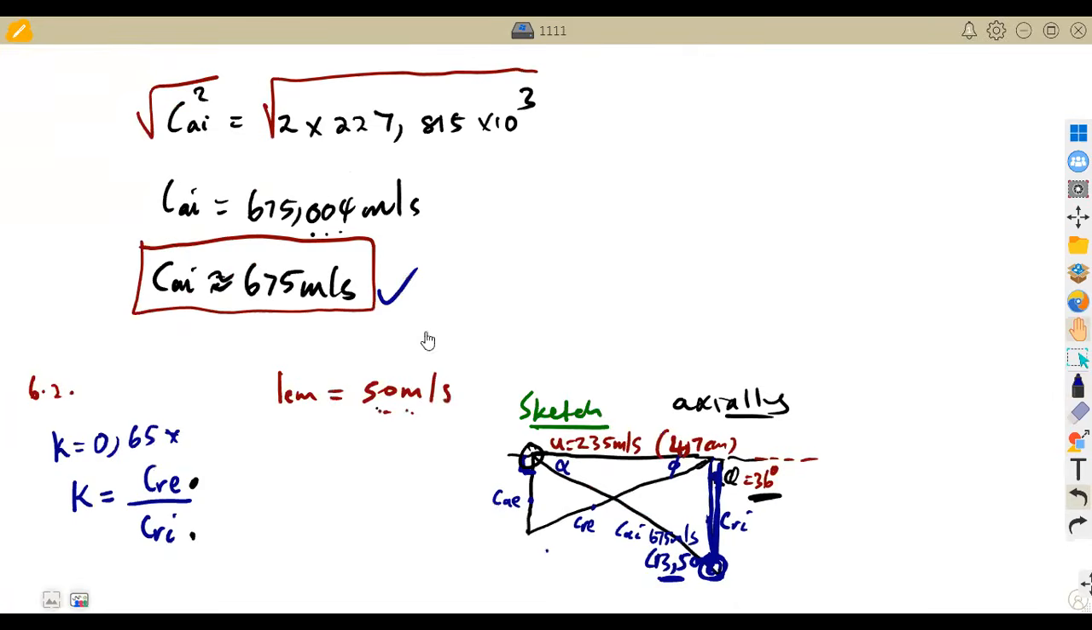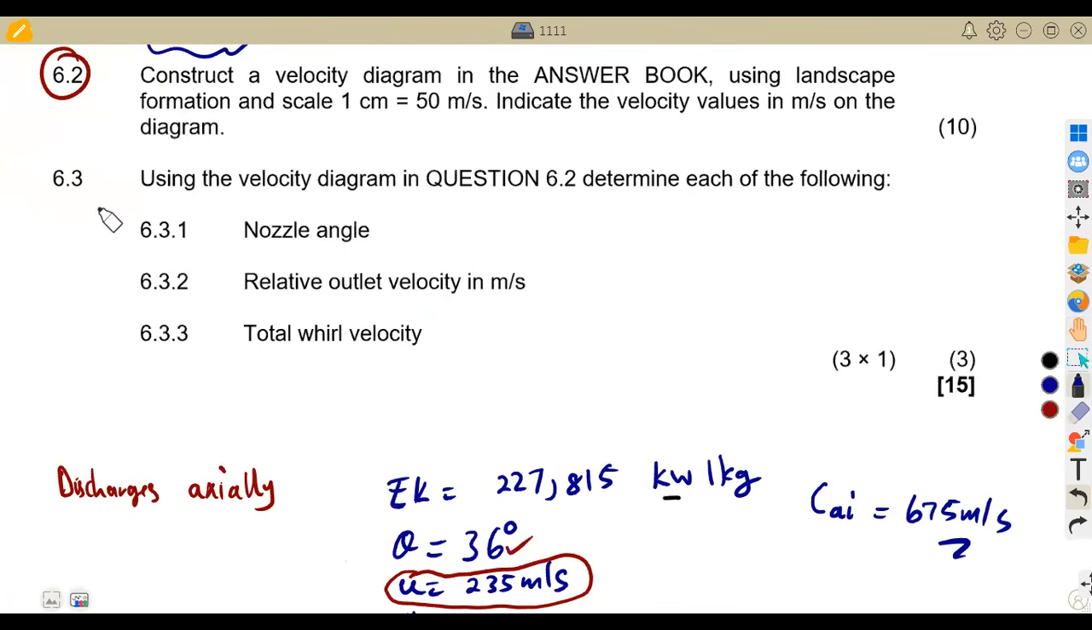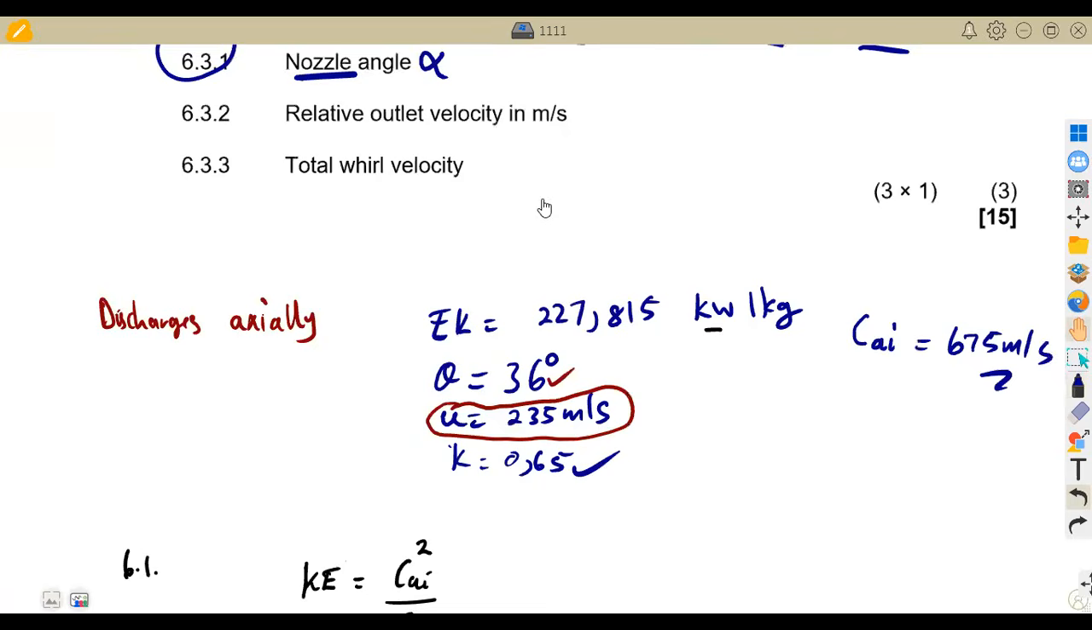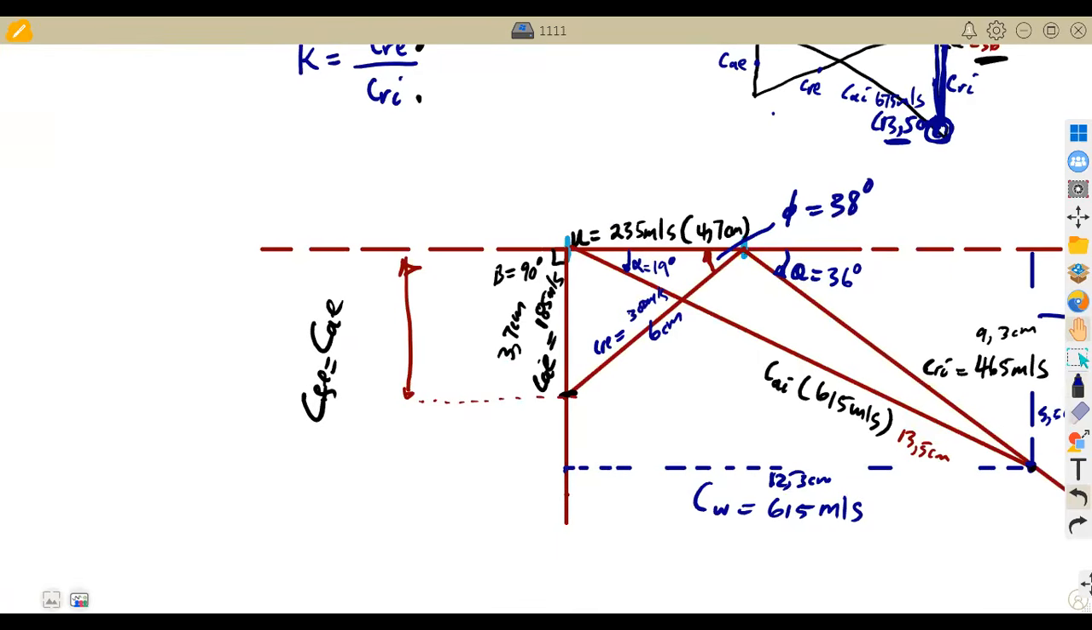Our questions now, we've got a lot of things here. Okay, no problem. 6.3.1, using the velocity diagram in question 6.2, determine each of the following: the nozzle angle, which is our alpha. In this case, we measured this already. Remember, I said alpha there is the nozzle angle, and we measured this. We got 19 degrees. So that's 6.3.1. Our nozzle angle alpha is 19 degrees.